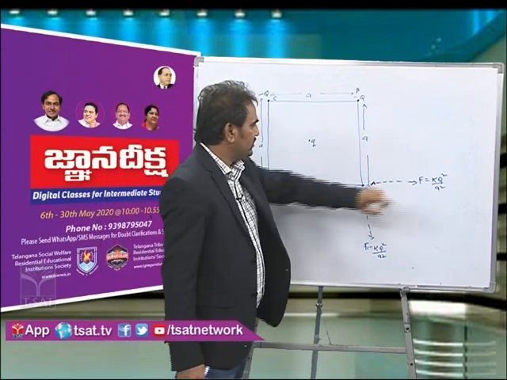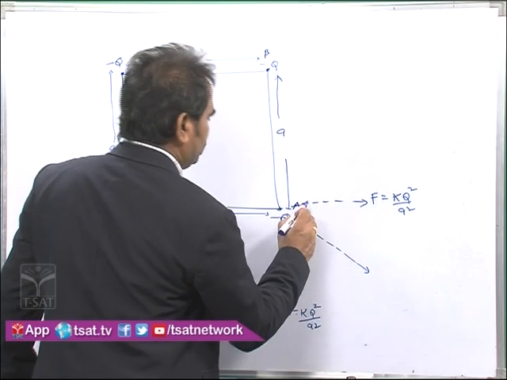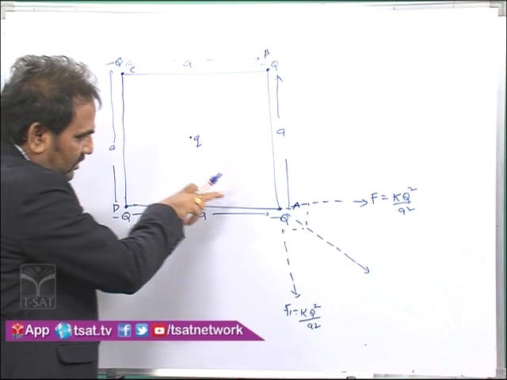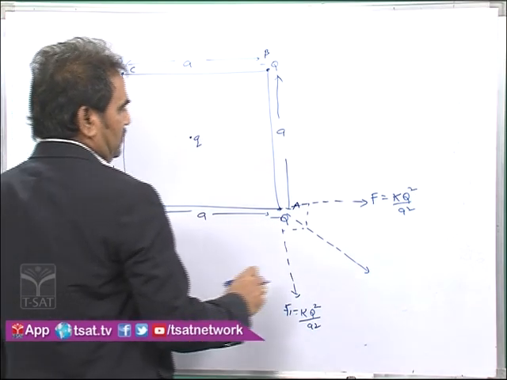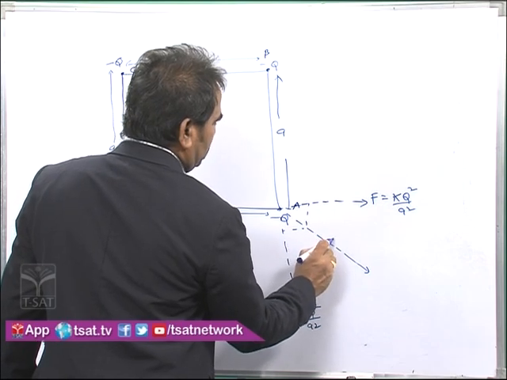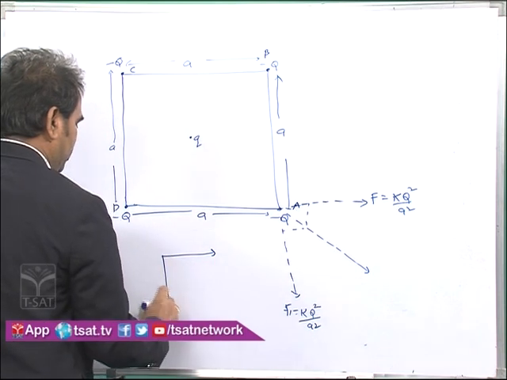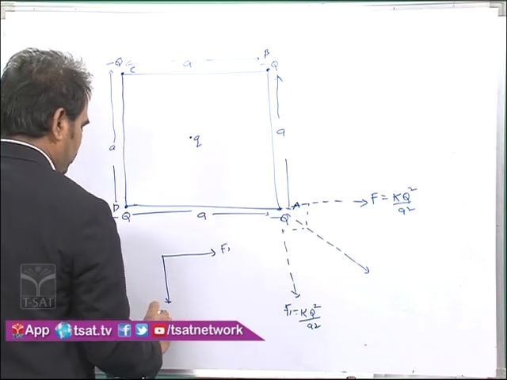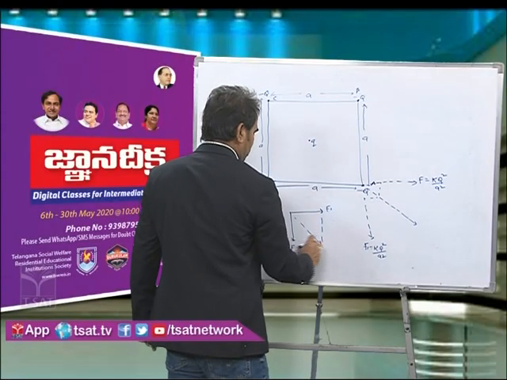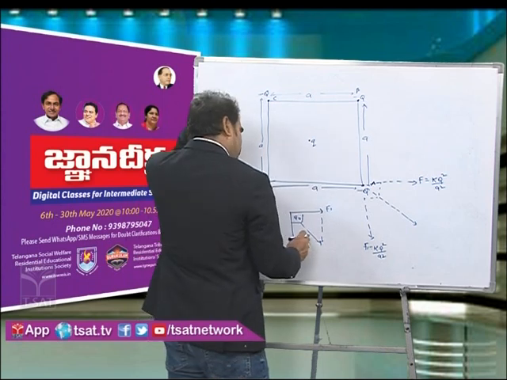Therefore, the resultant of these two forces will act along the direction, and this angle is 90 degrees. This also F and this also F. The resultant of these two forces will act along the direction. This angle is 90 degrees. Therefore, we should apply the parallelogram law of vectors.